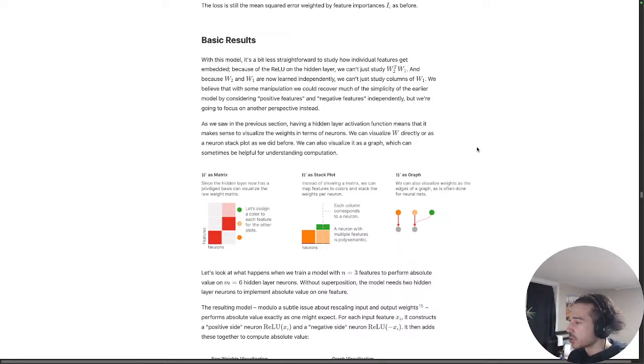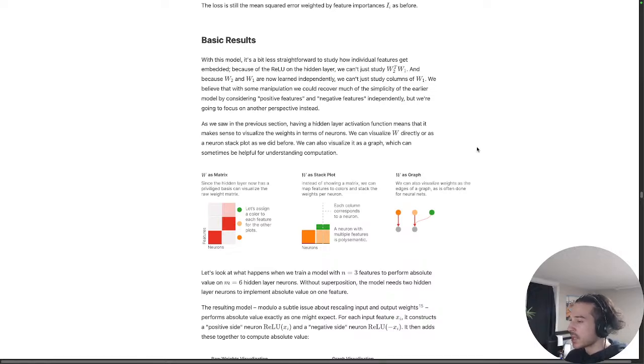And then W as a graph. We can also visualize weights as the edges of a graph, as is often done for neural nets. Then you see this neuron maps to this one, this orange is mapping to this one, and then for the second one, the lighter orange maps to it, but also weakly the green maps to it.